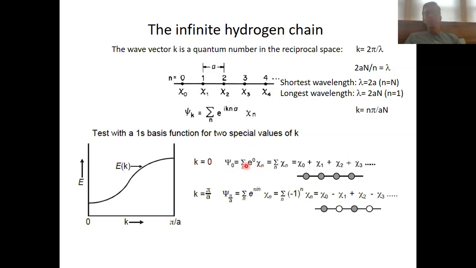Okay, so if we sum up over all the n's, over all the 1s orbitals that we can have, then basically the formula for our crystal orbital is chi 0 plus chi 1 plus chi 2 plus chi 3. All right, so this would refer to this picture here for the most bonding crystal orbital. So that means that at k equal to 0, we would find the most bonding crystal orbital.